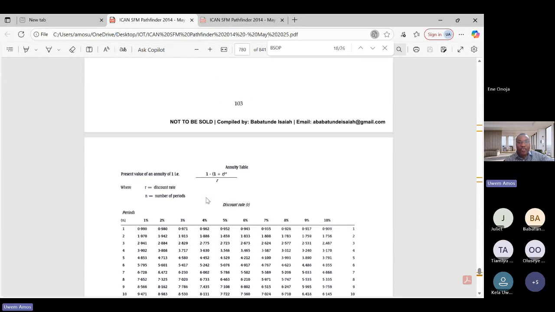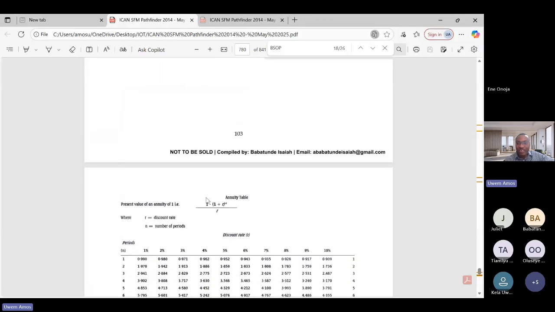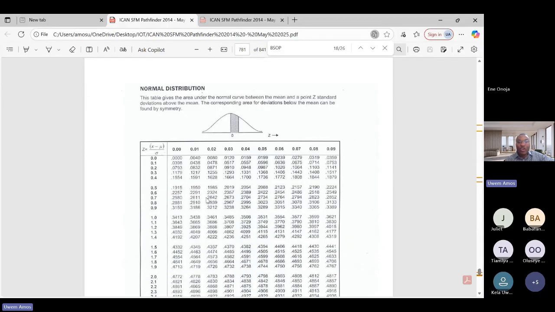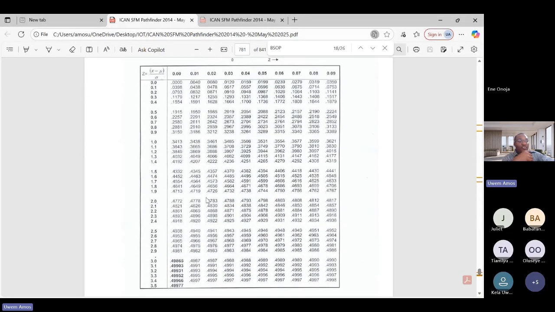Yeah. So this is our annuity table. Okay, so this is our normal distribution table. Can you guys please see our normal distribution table? Can you see that at the end? Yes, sir.